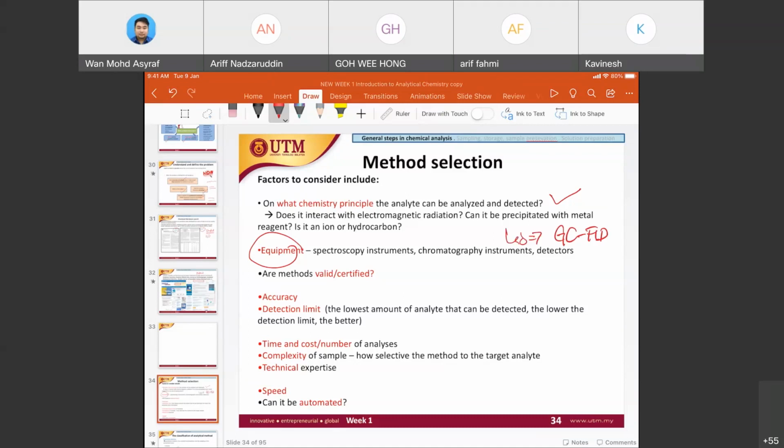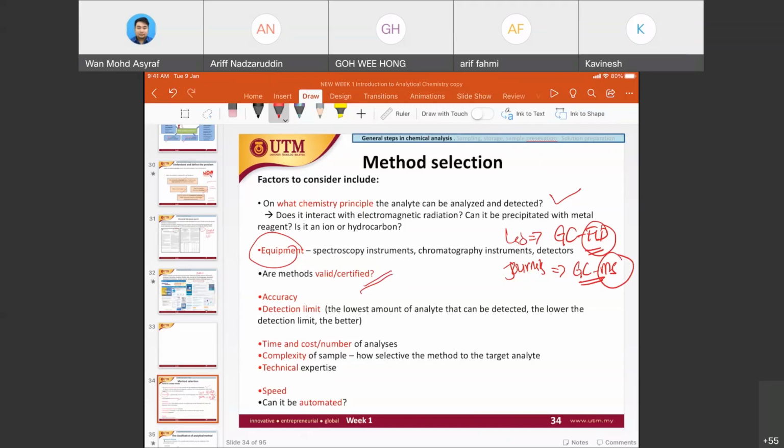Tapi your method yang you find inside the scientific journals, dia guna GC-MS. Totally different. It is the same instrument GC, tapi detektornya berlainan. Satu FID, satu MS. So totally the method is going to be different. So you need to find whatever equipment that is present for you. So these are the things that you need to point out lah. Kalau you rasa equipment ni tak ada, so kita kena cari paper yang hanya pertain to our equipments inside the lab. Are the methods valid ataupun certified?